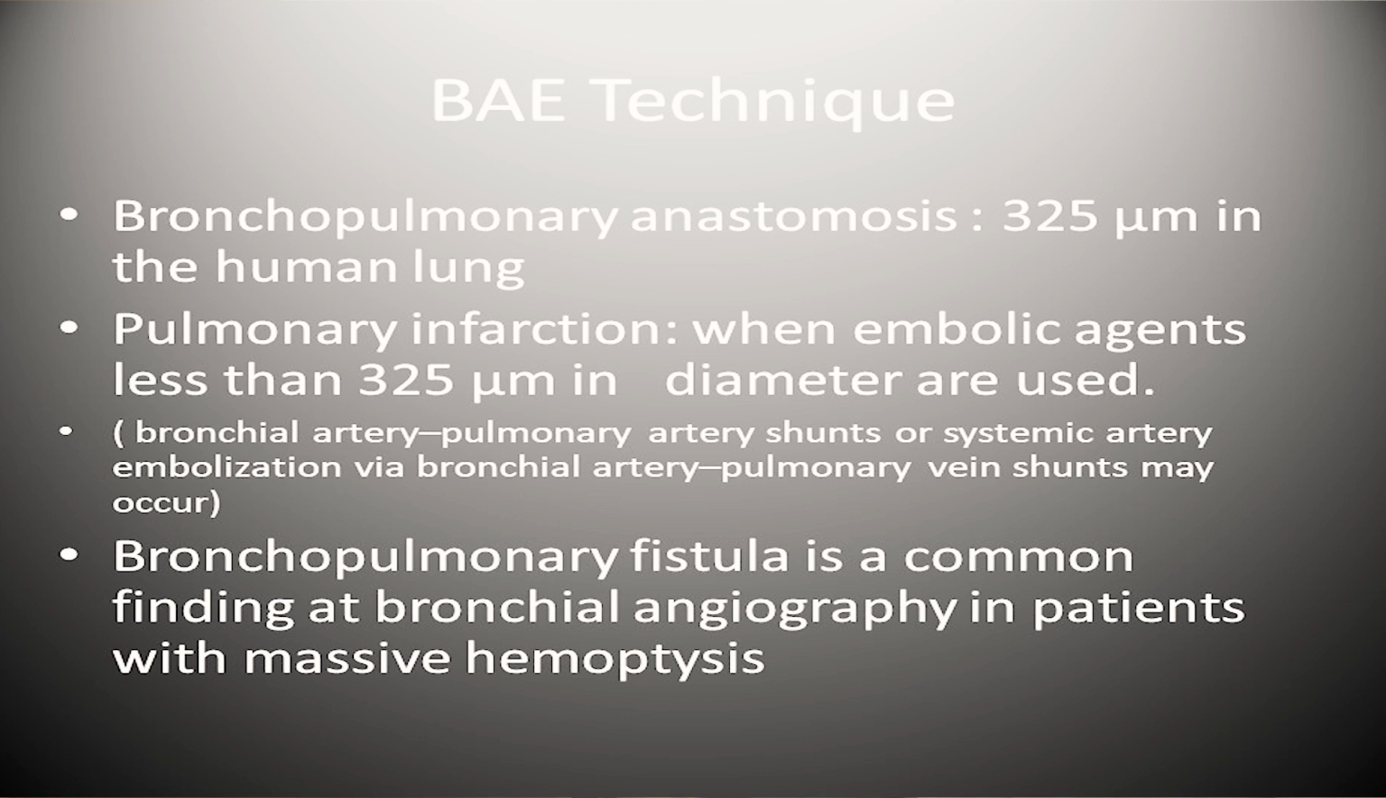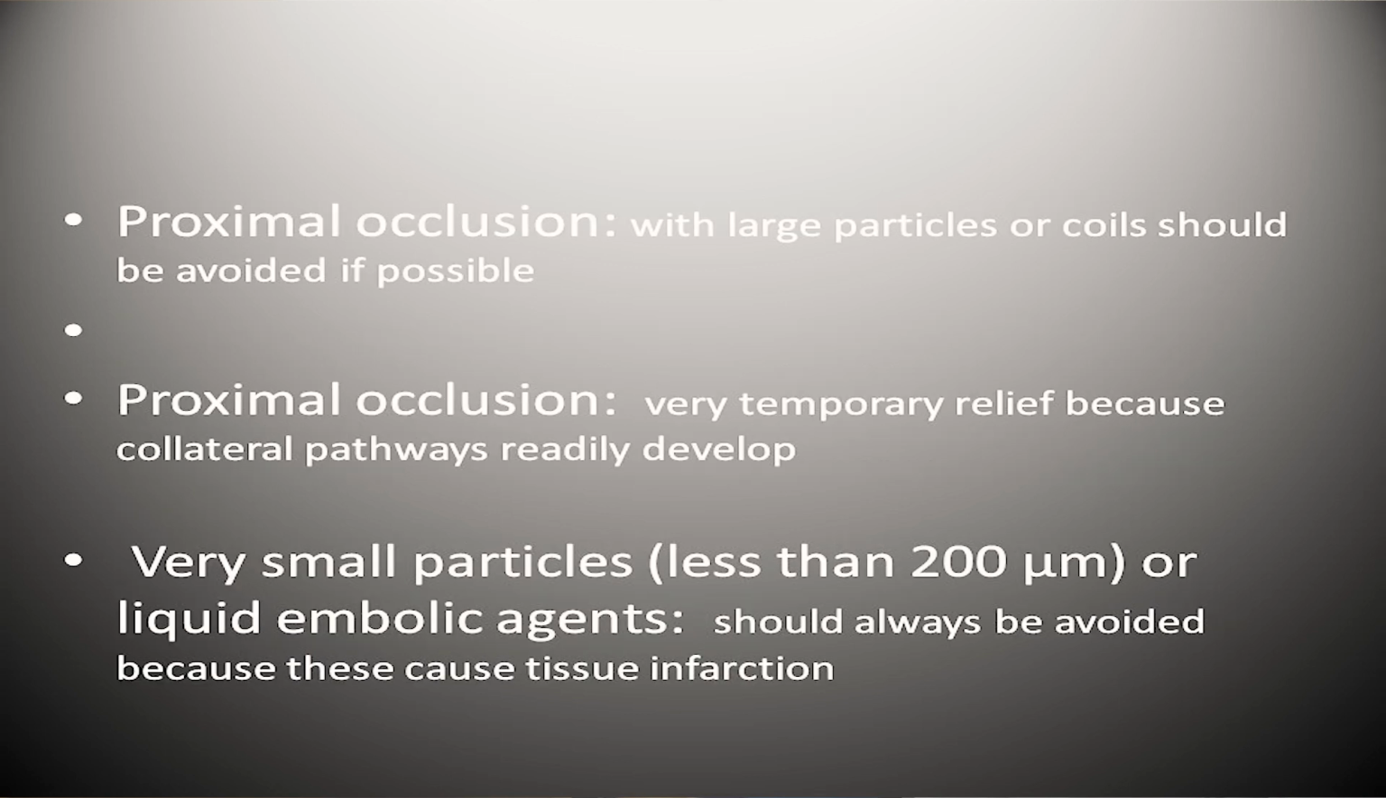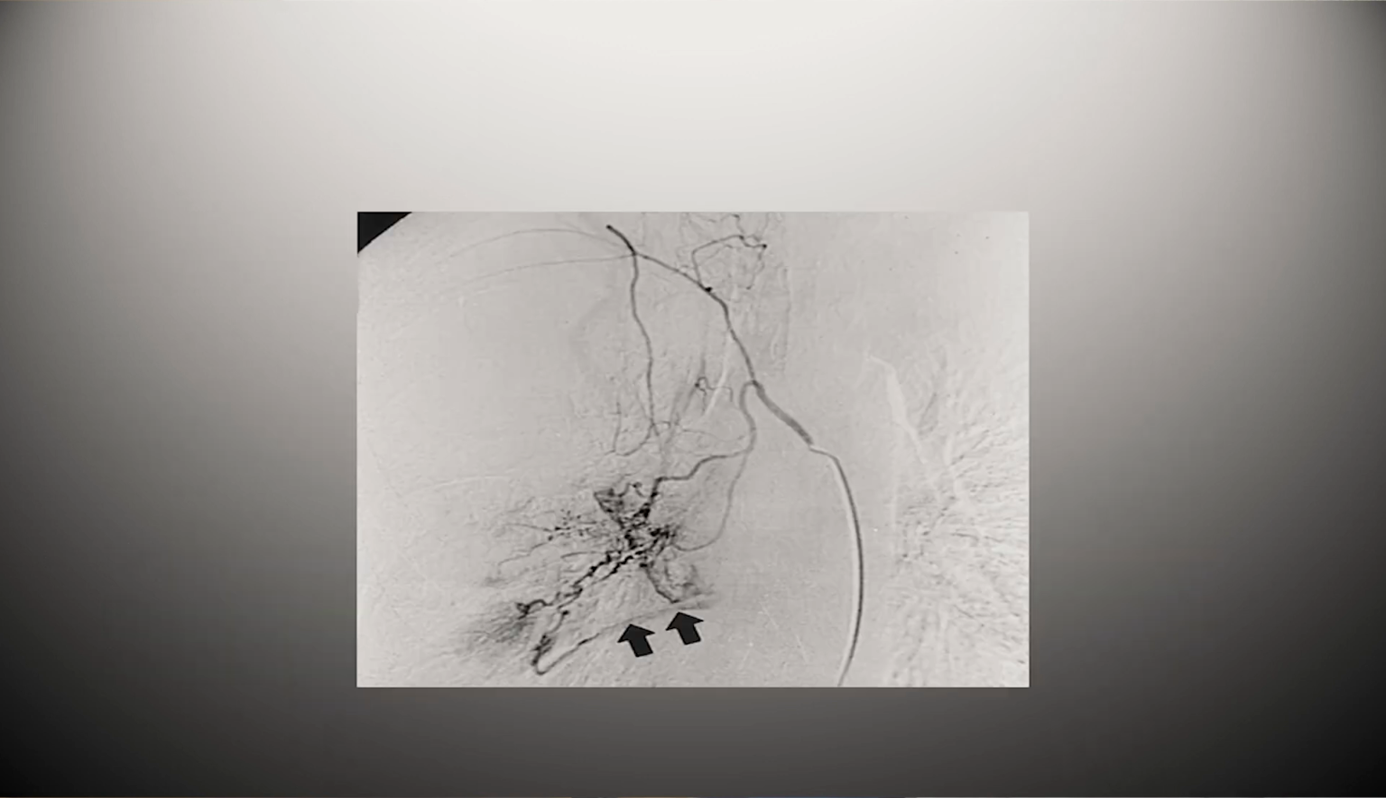Only, and I will show you the example, only place where coils may have a role is in bronchopulmonary fistula, and the size is important because of the anastomosis and various studies. This is the size of the vessels and things like that. So we talked about proximal occlusion, distal occlusion. So this slide is important.